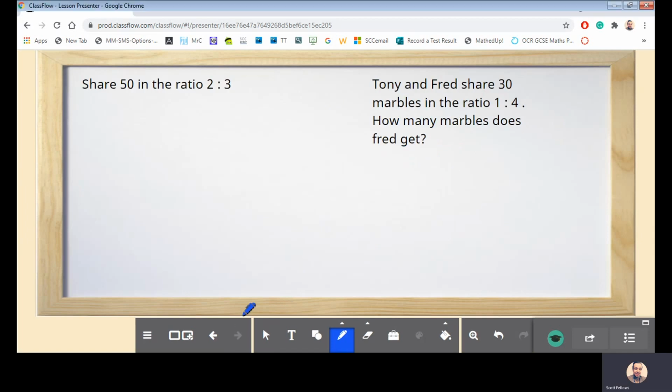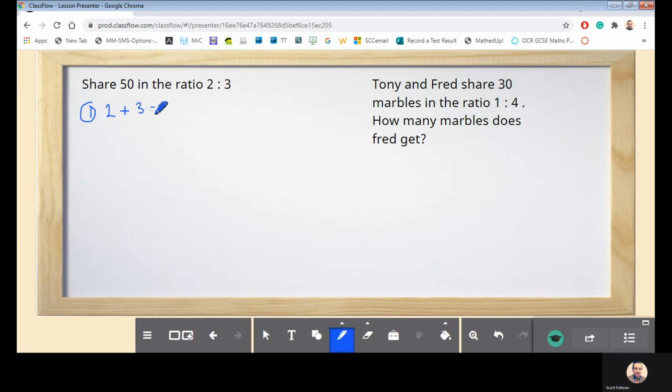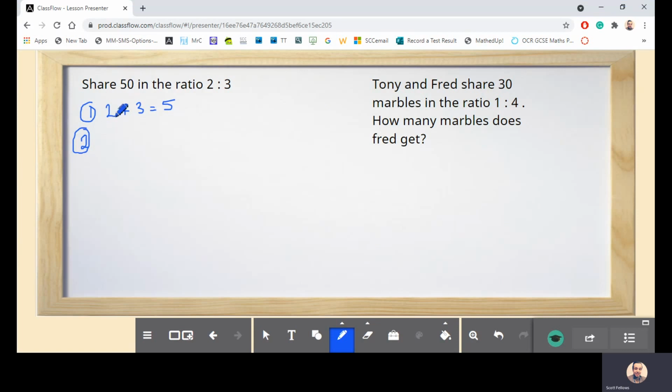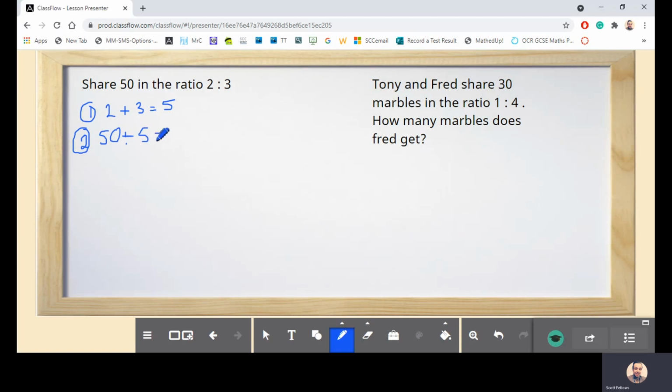Okay, the last thing to look at today, ratio. So ratio works in several steps. So the first step is you want to add together the two ratios. So it always starts the same, add together the ratios, which here gives us 5. The second step is you divide the number we're starting with, so 50, by the total of the two ratios. So 50 divided by 5, which is 10.